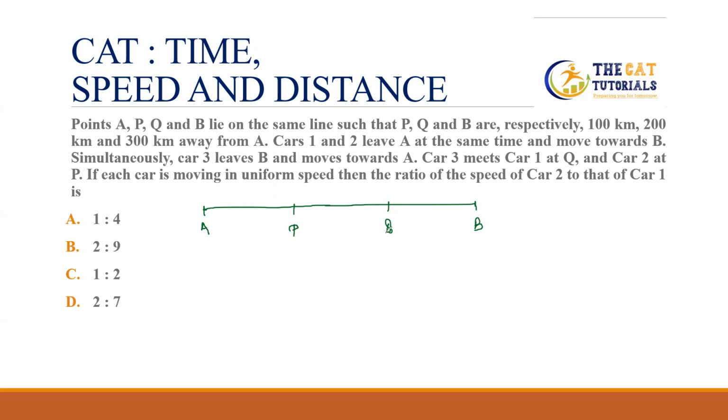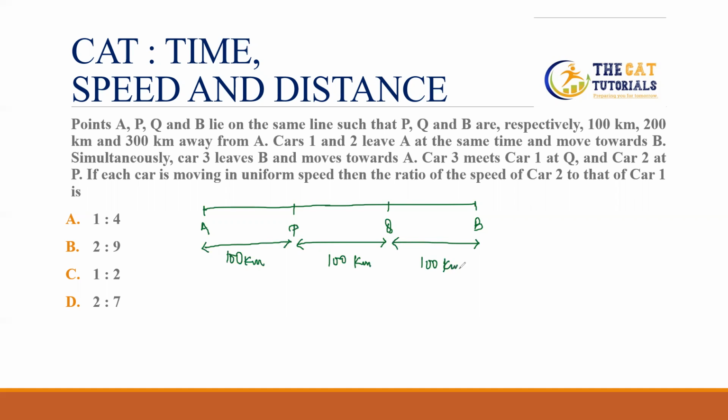Such that P, Q, and B are respectively 100 kilometers from A. So the distance between A and P is how much? 100 kilometers. If the distance between A and P is 100 kilometers, and the distance of point Q from A is 200 kilometers, then definitely we can calculate that the difference between P and Q is also 100 kilometers. Similarly, the distance between Q and B is also 100 kilometers.